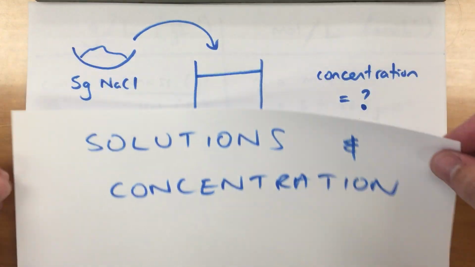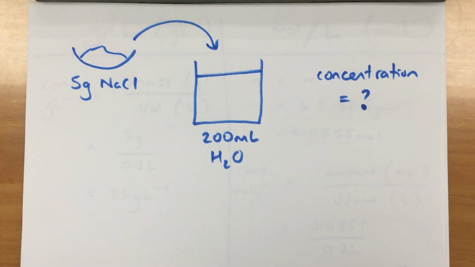So first of all, we're going to look at this example here. If I had 5 grams of sodium chloride, or table salt, and I put that into 200 mils of water, how would I express its concentration? That is the question. You can do this experiment at home. Weigh out 5 grams of salt, put it into 200 mils of water, and you can have a taste of that solution that we're talking about.